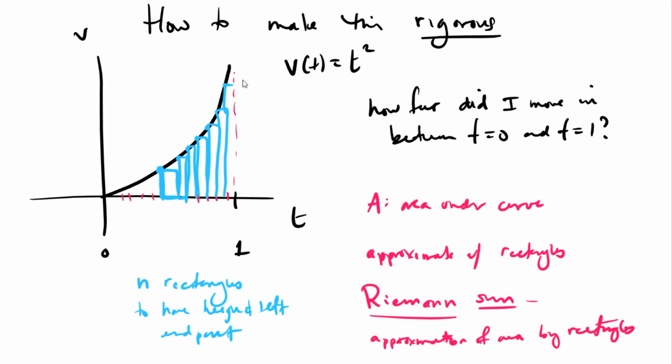So this is called a left endpoint approximation. What we're going to try to do is write a formula down for the height of these rectangles, and then we're going to add it up. Okay, so how are we going to make this rigorous? Let's take a look and see what we've got.